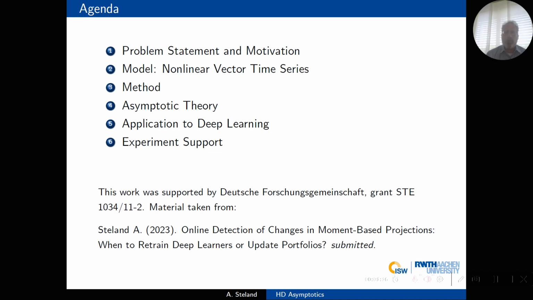And then I will present the asymptotic theory, which is to some extent novel because of the more general model than that studied for related detectors in the past. I will end with the application to deep learning neural networks and present some experimental support. We'll see that the approach is able to limit the number of trainings of the artificial neural network to the minimal number necessary, which is related, of course, to the number of changes in the data.